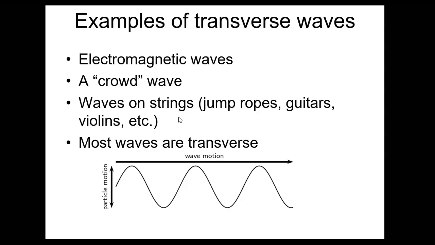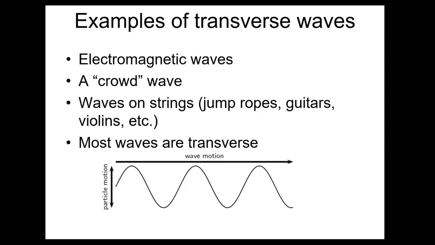Okay, and that's what I said before. So examples of transverse waves: all electromagnetic waves are transverse waves. A crowd wave, so if you ever go to a sporting event or NASCAR or something and the crowd does the wave where they stand up and everybody shouts, people know what that is.